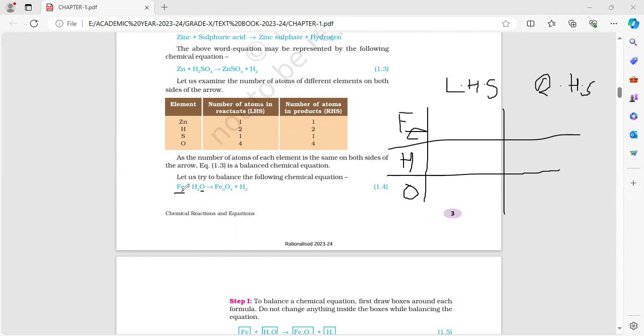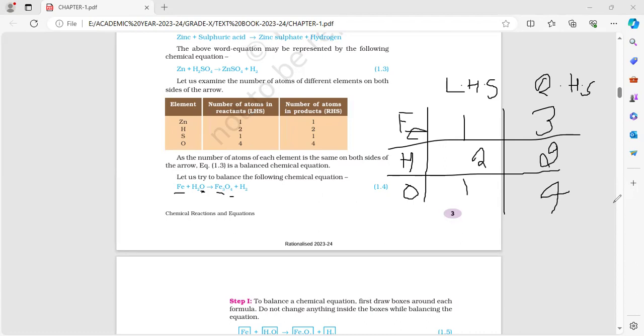So Fe, how many on the left side? One. And on the right side? Three. So is it balanced? No. First let me write the number of atoms present on the left and right side. Next hydrogen, how many on the left side? Two. And on the right side? Two. So hydrogen is balanced. Now come to oxygen. How many on the left side? Only one. And on the right side? There are four oxygens.